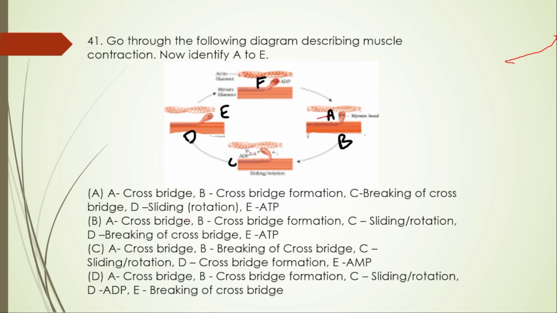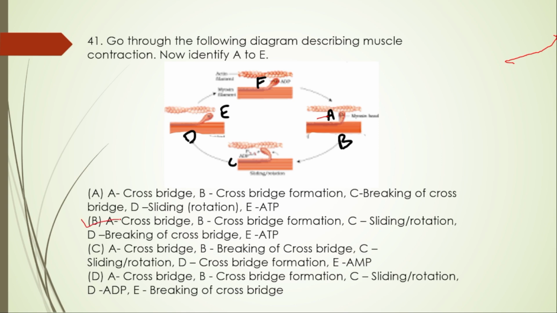C is breaking of cross... No, C is sliding. So here it is, and for the fourth option it is also there, and for the third one it is also there. D is breaking of cross bridge, isn't it? It's a breaking of cross bridge. And then E is ATP. So here A is cross bridge, B is cross bridge formation, C is sliding rotation, D is breaking of cross bridge, and E is ATP.